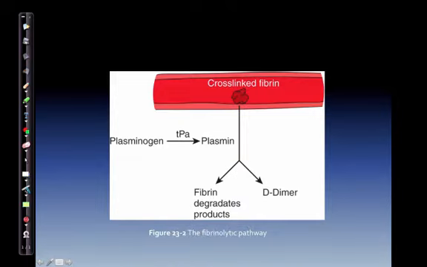Cross-linked fibrin, and this is the fibrinolytic pathway. So this is the actual clot here. And the only thing that we need to do is take plasminogen and make the active form of plasmin. So what TPA does, tissue plasminogen activator, is it activates the plasminogen into plasmin. And what that does is it breaks down the fibrin links in the clot.